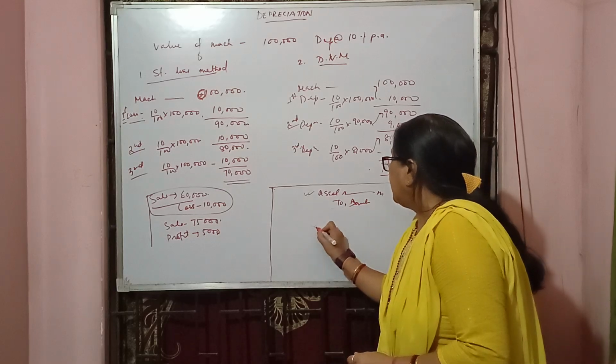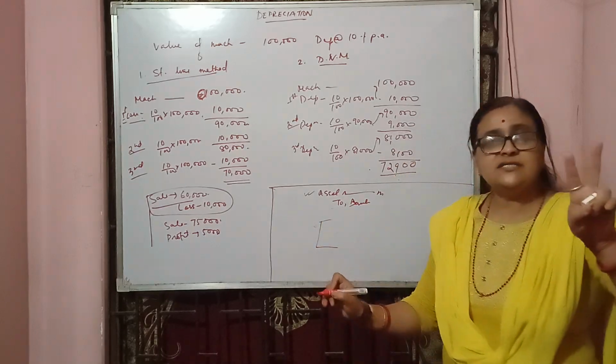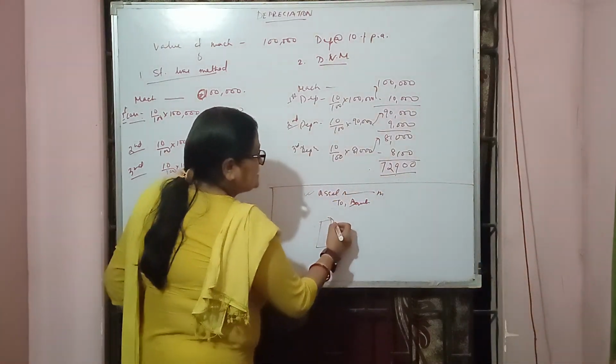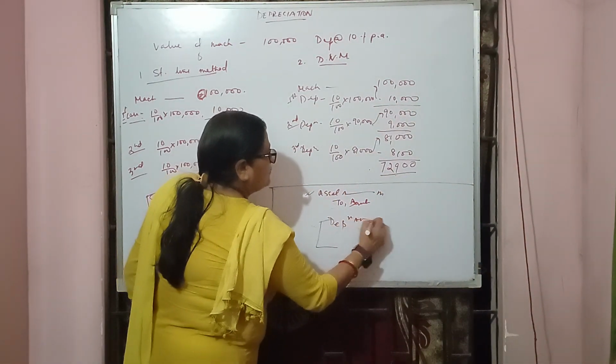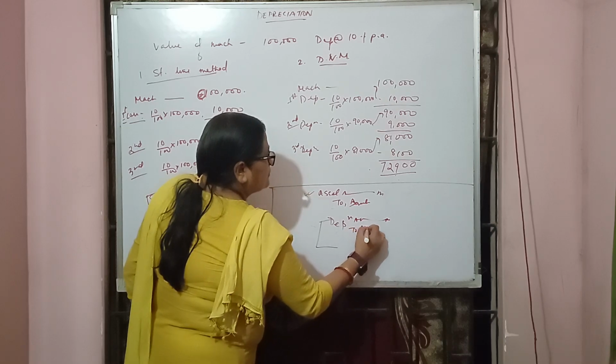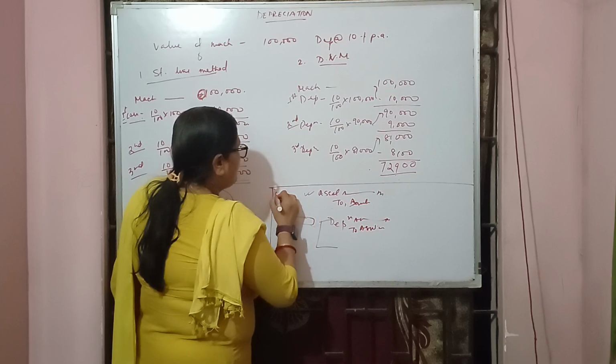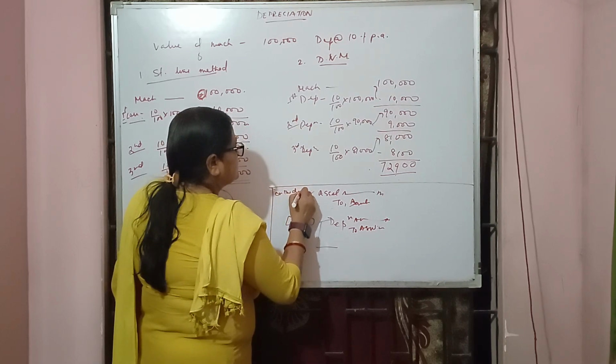Now at the end of every year you have to pass two journal entries. First journal is depreciation account debited to asset account. This is at the end of the year. The earlier entry is on the date of purchase.